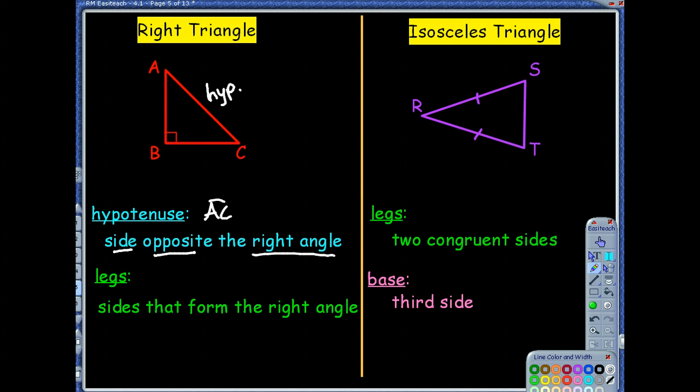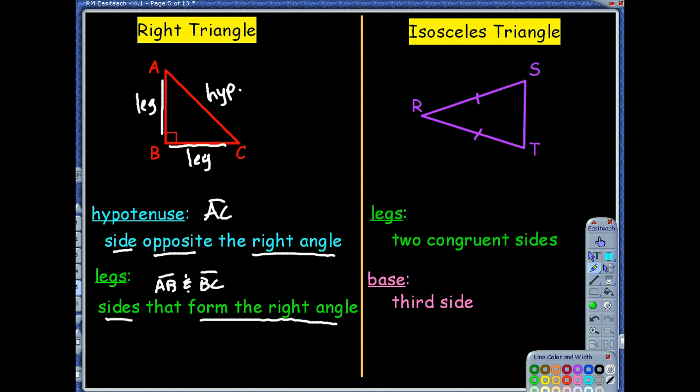Now, they said the legs are the sides, notice that's plural, that form the right angle. So what sides are forming the right angle? Segment AB and segment BC come together at that vertex B. So this is a leg and this is a leg. Those segments make that right angle happen. So in a right triangle, you have sides that are legs and a hypotenuse.